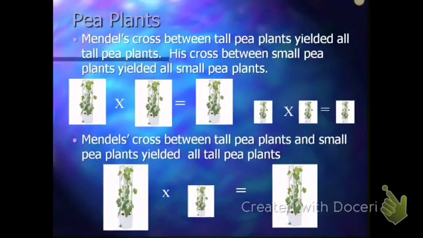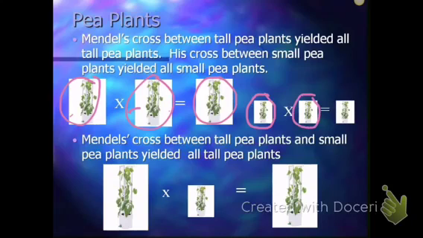So the first thing he did is he said, hey, if I take a tall pea plant and I cross that with another tall pea plant, saying this is a male, this is a female, what am I going to get? And he found if I take a tall and a tall, I'm going to get a tall pea plant. So then he duplicated that same experiment, this time with short. If I take a male short and a female short pea plant, guess what? I get a short pea plant.